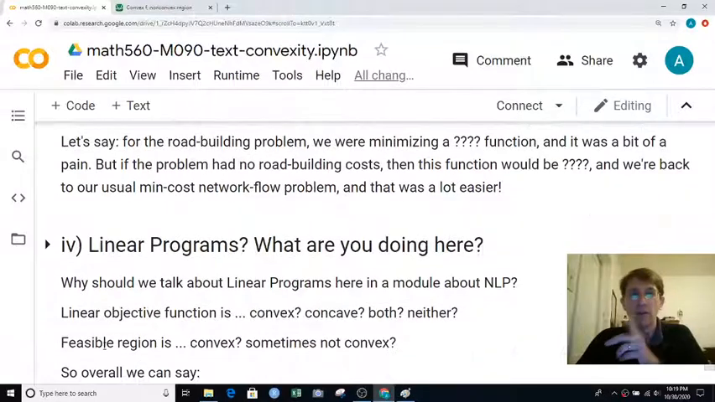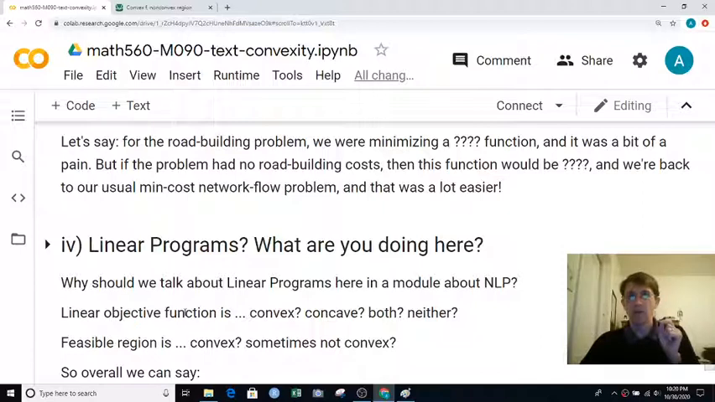So, well, and also how about the feasible region? Is the feasible region of a linear program convex or concave? Or sometimes not, I mean, for feasible regions we don't usually say concave. Is it ever non-convex? Well, it's just the intersection of a bunch of half planes or half spaces, and we said that's always going to be convex.